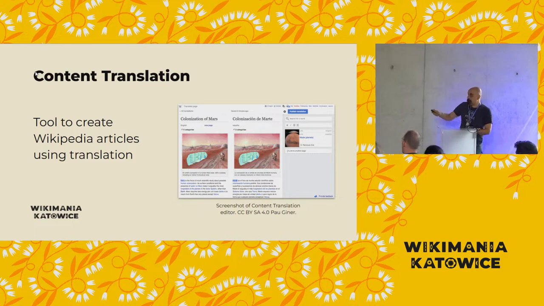Basically, as you can see here in the picture, it shows you the original article in any language. It doesn't have to be English. You can translate from any article to any article. Then it shows you an empty space for translating into your language, where you type the translation. And you type it, and then you publish, and that's it. You have a new article.